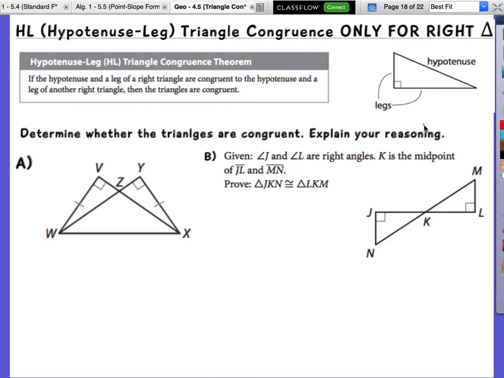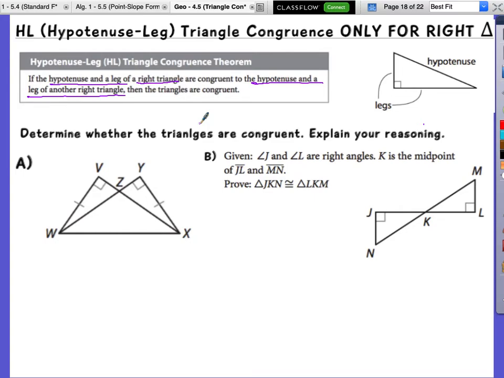Right triangles. They have a right angle. Right triangles are the only kind of triangle that have a hypotenuse. So what do we think the only triangles we can use hypotenuse leg on are? Right triangles. We can't use hypotenuse leg unless it has a hypotenuse, right? Can't use hypotenuse if it doesn't have one. So hypotenuse leg: if the hypotenuse and the leg of a right triangle are congruent to the hypotenuse and the leg of another right triangle, then the triangles are congruent.